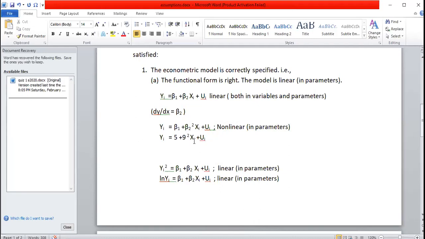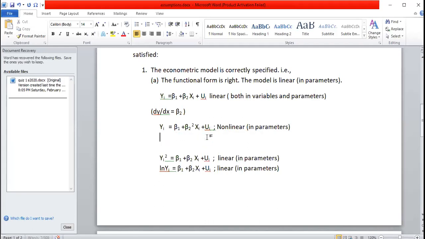Actually, it's linear in variables. That's how linearity is defined. But for OLS, that's not an issue. For OLS, the issue is, can you estimate and get good results? So if you estimate this model using OLS, what you get here is, you will not get, sorry, I'll go back to the number.